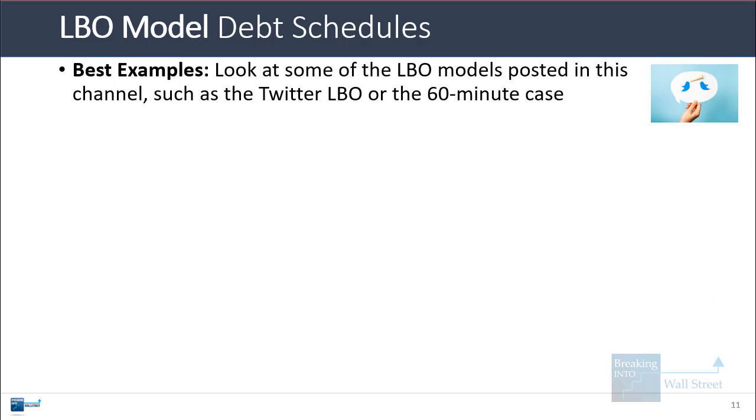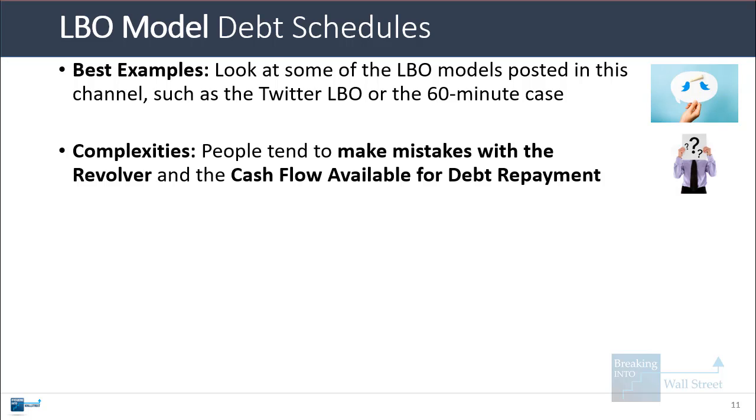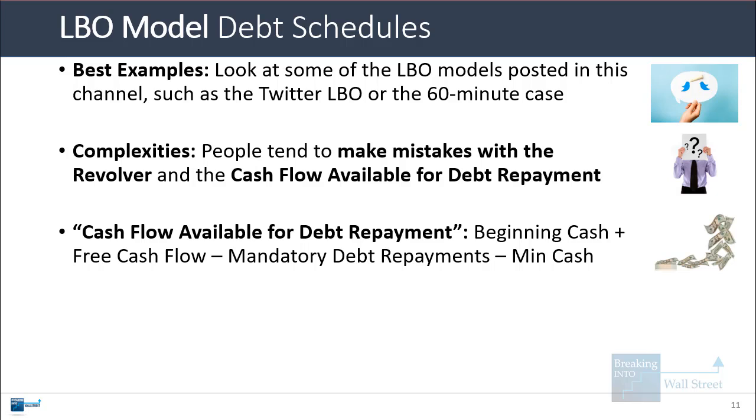For the best examples, take a look at any of the LBO models posted in this channel. Look at the Twitter LBO model that we're going through here. Look at the 60-minute LBO modeling case study. Either of those would work. With this one, people tend to make the most mistakes with the revolver and the cash flow available for debt repayment. The cash flow available for debt repayment is equal to the beginning cash plus the company's free cash flow minus the mandatory debt repayments minus the minimum cash.